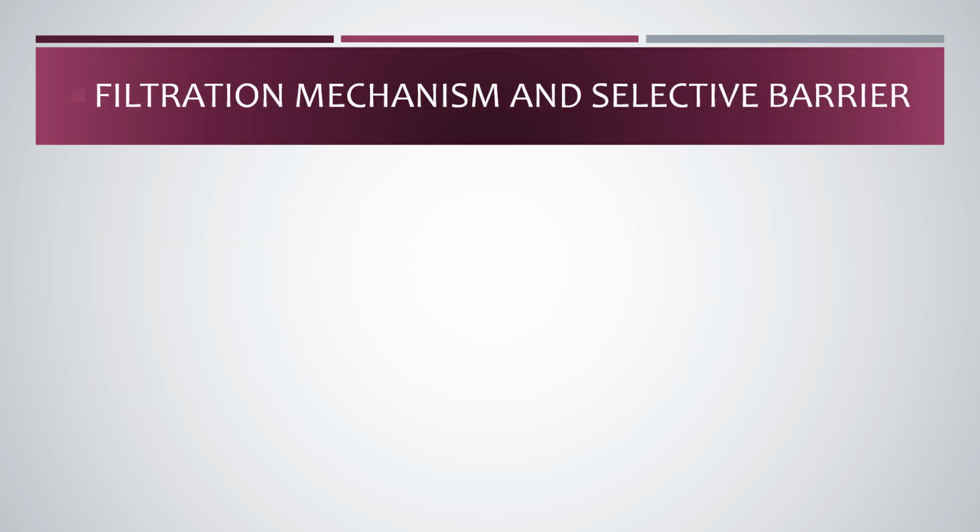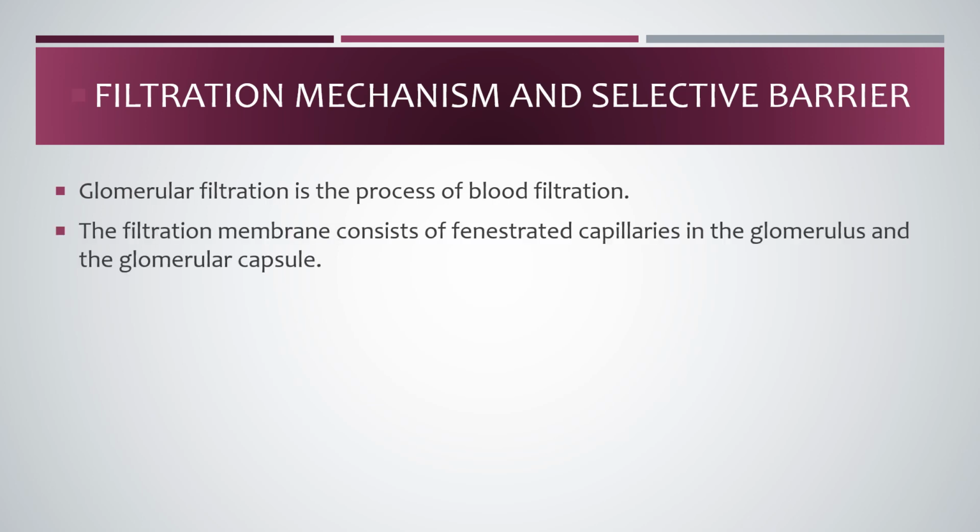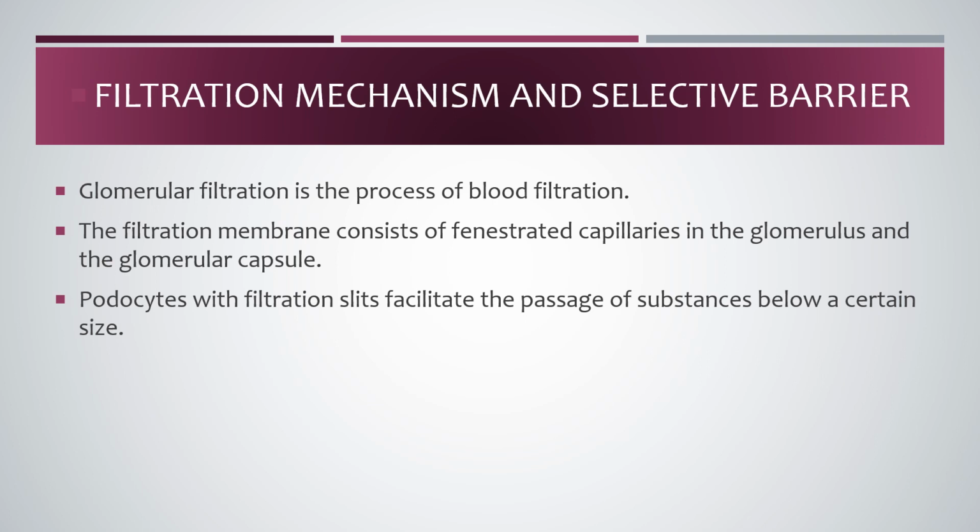Filtration mechanism and selective barrier. The process of blood filtration is carried out by the glomerulus, while the peritubular capillary system undertakes the retrieval of various substances from the tubule. The efferent arteriole facilitates the connection between the glomerulus and the peritubular capillaries. The renal corpuscle consists of two key components, the glomerulus and the glomerular capsule.